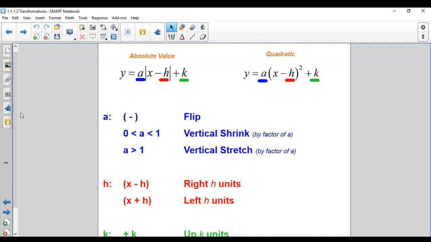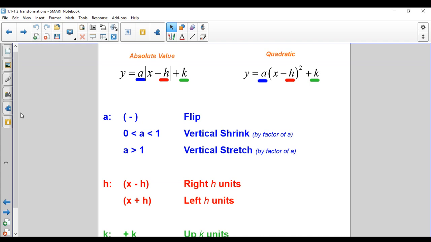We are going to focus on absolute value functions and quadratic functions. We have y equals a times the absolute value of x minus h plus k for the absolute value. And then the quadratic is y equals a times (x minus h) squared plus k. Notice these functions are exactly the same, minus the fact that one has absolute value bars and one has a square on it. That's what makes it absolute value, and that's what makes it quadratic. They each have a, h, and k. The underlying information affects the graph differently.